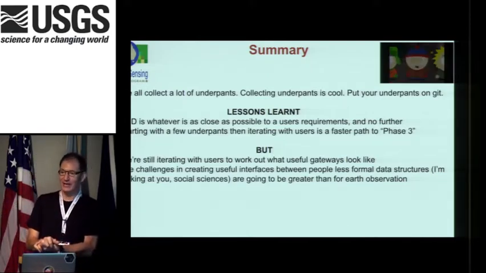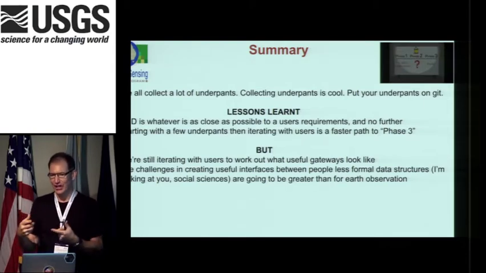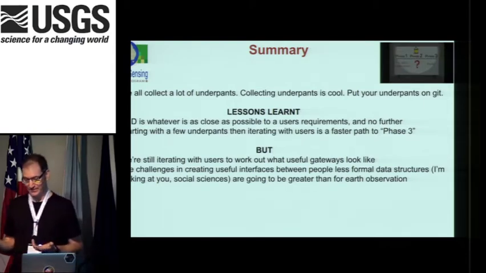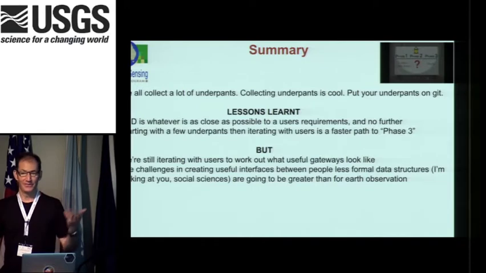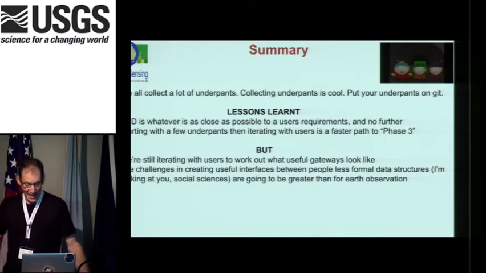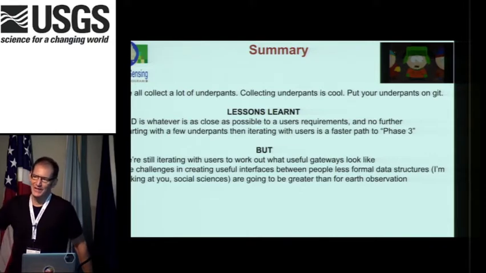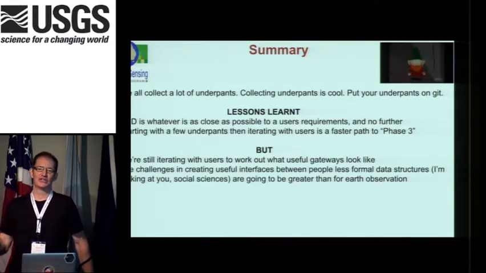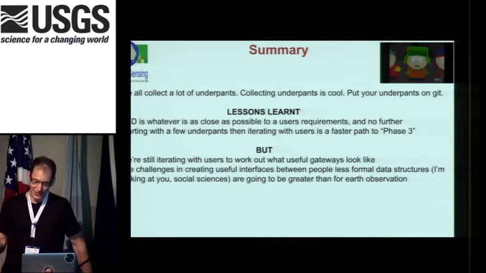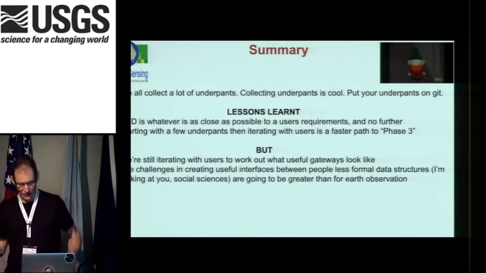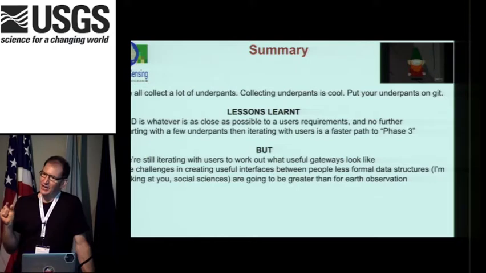The trick is we're still iterating, we're still working with users all the time to work out what people want in remote sensing data from government. And the challenge, the last one I'm thinking about now, is that remote sensing is great. We've got these lovely raster data structures. But trying to integrate these with less formal data structures like social science data is going to be a challenge.